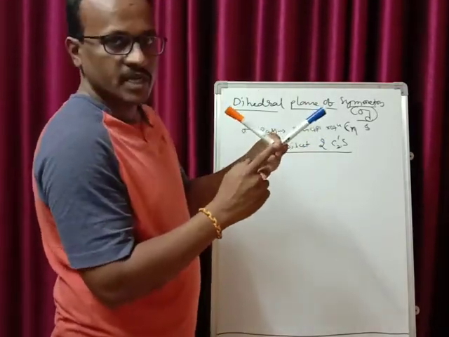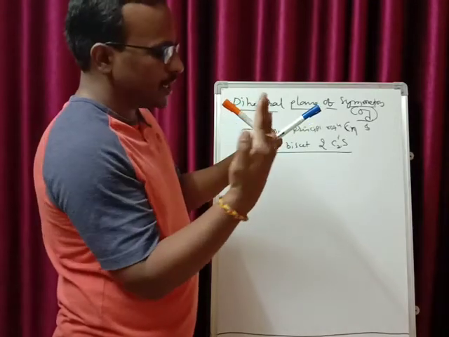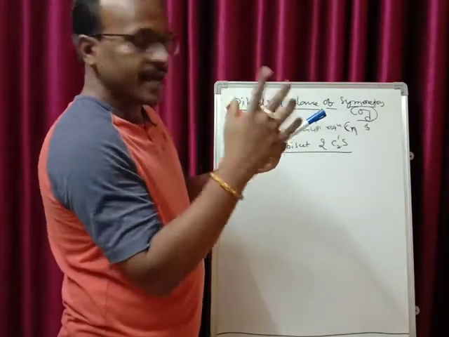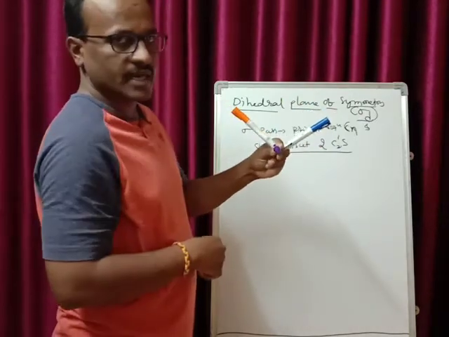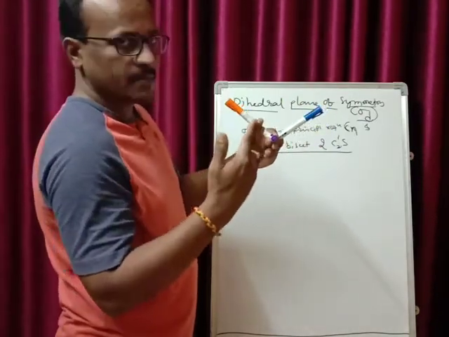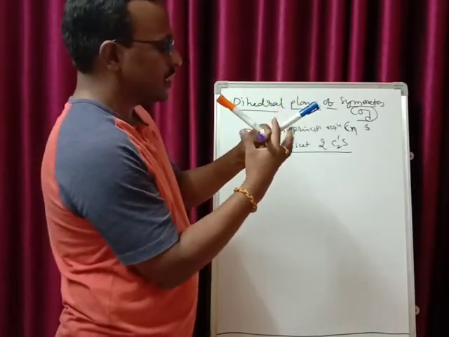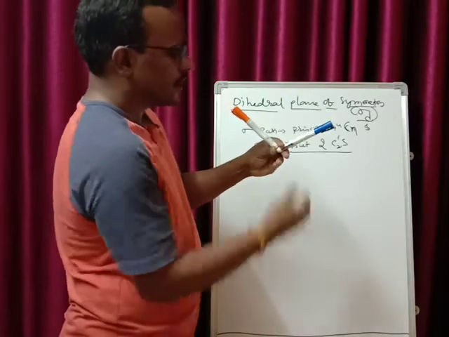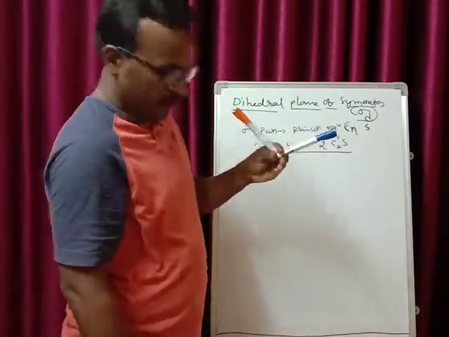Assume this is the principal rotational axis of symmetry. That is, your principal rotational axis of symmetry is passing like this. So your plane should also pass like this. And assume that this is a C2 along this axis and this is a C2 along this axis. So when your plane is passing, it should pass along the principal axis, and it should bisect two C2s. Then it is called a dihedral plane of symmetry.